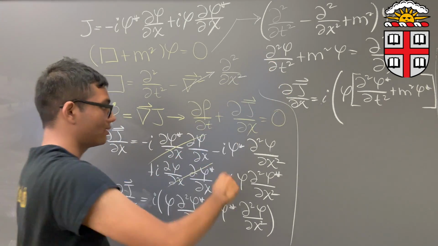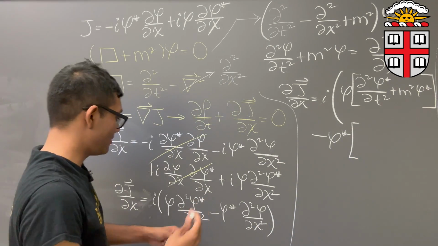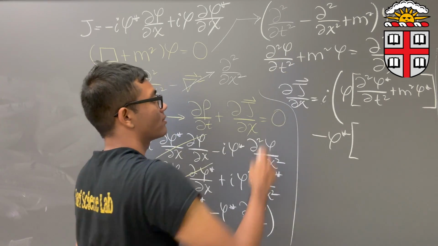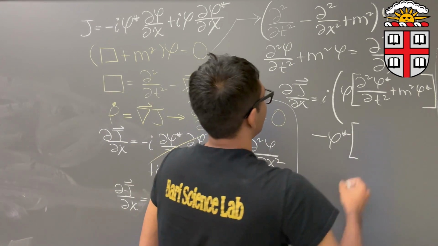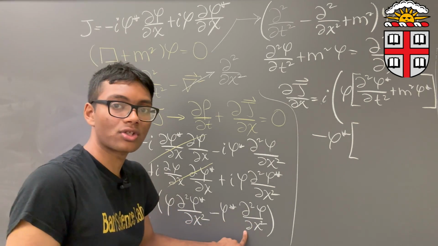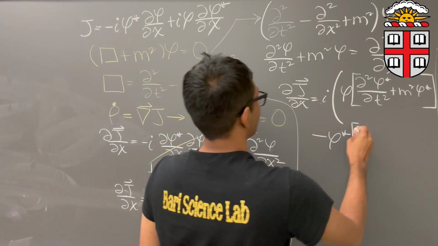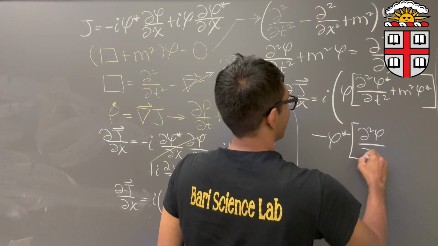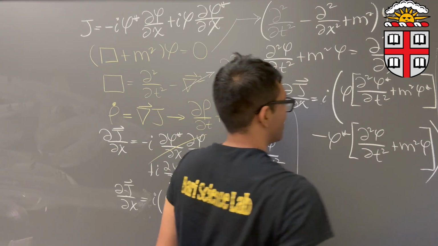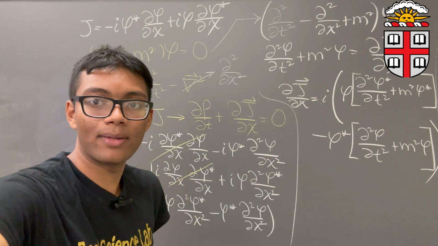So that's there, minus phi conjugate, and then I have the same exact thing, but now with phi instead of phi conjugate. I'm replacing this second order spatial derivative with this temporal derivative right here. So that's just going to be partial squared phi partial t squared plus m squared phi. And voila, now I've got this for my partial j partial x.